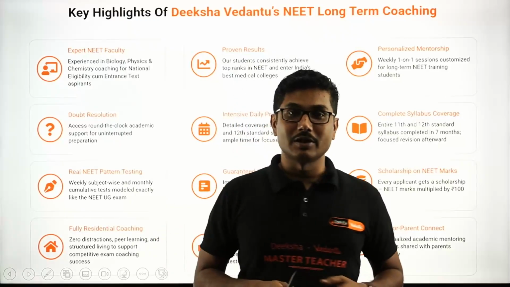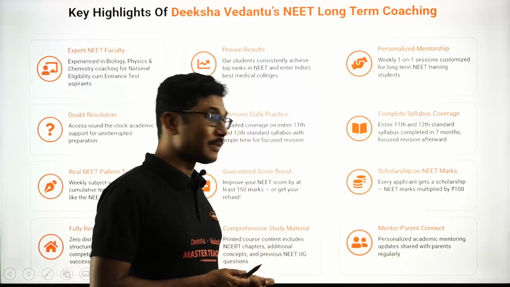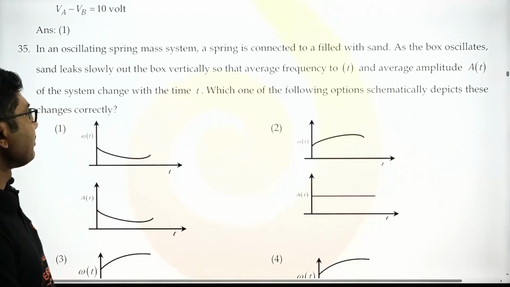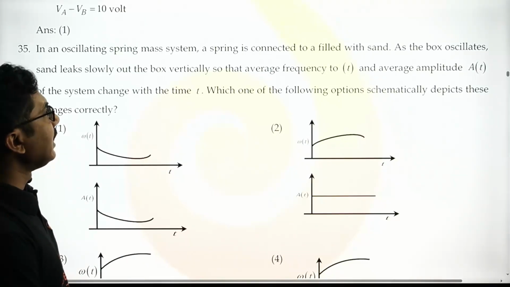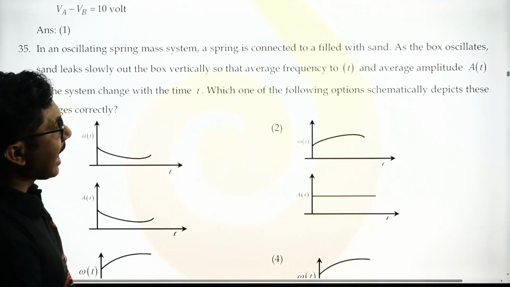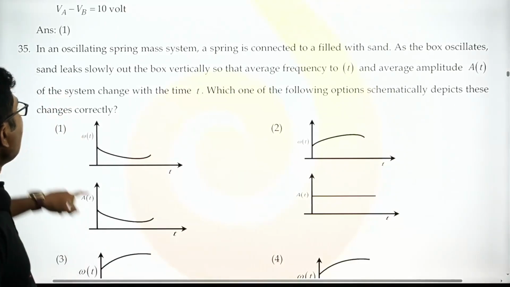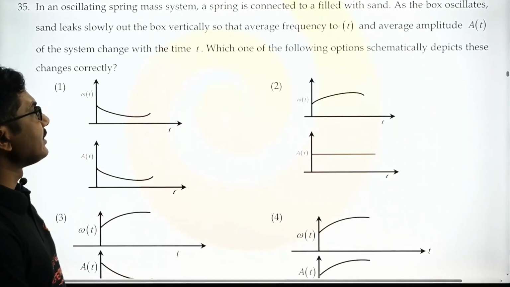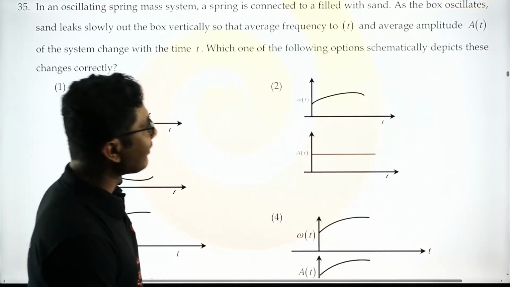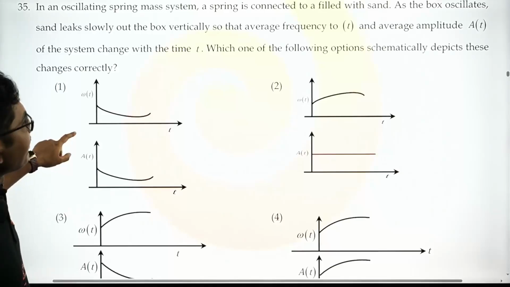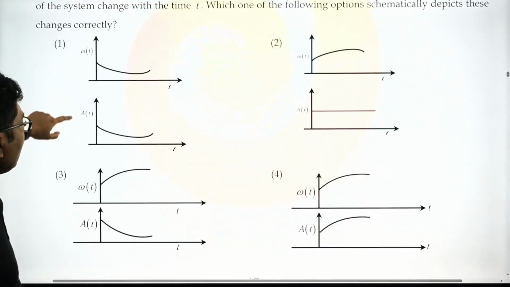Let's continue with the solution of the question paper. In an oscillating spring mass system, a spring is connected to a box filled with sand. As the box oscillates, sand leaks slowly out of the box vertically, so that the average frequency ω and average amplitude A of the system change with time t. Which of the following options schematically depicts the changes correctly?